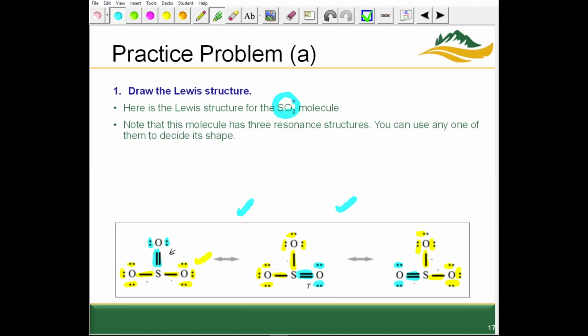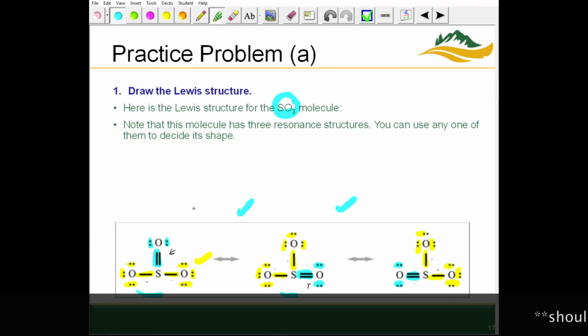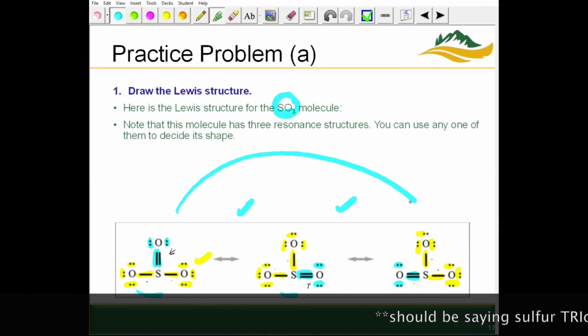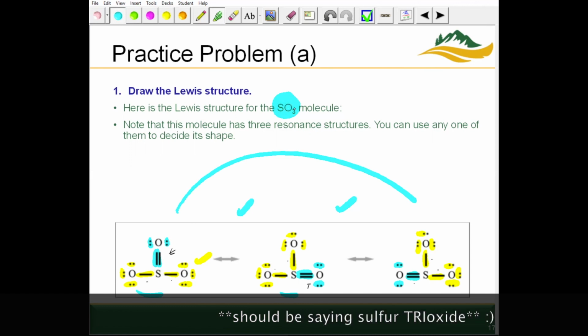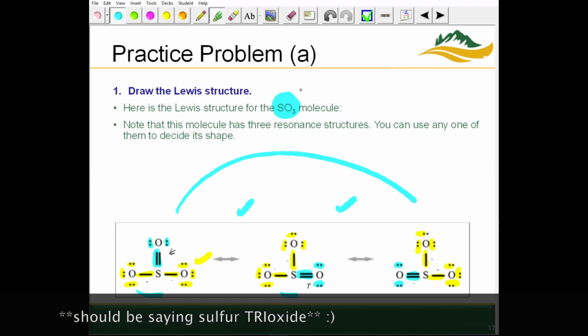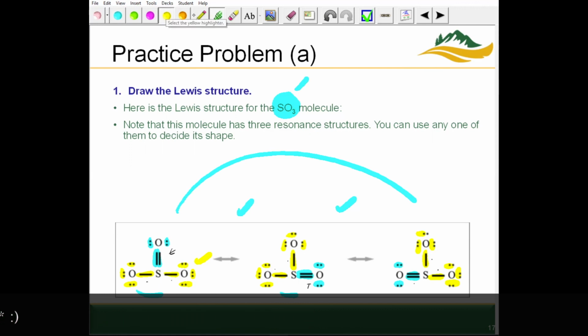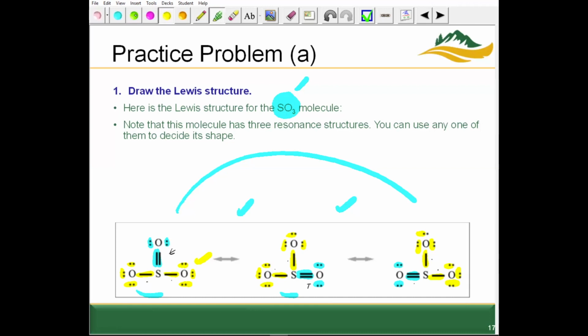So, molecular compound, sulfur trioxide, these 3 structures represent sulfur trioxide. It's not this one alone, not this one alone. All 3 of these resonance structures represent this molecule of sulfur trioxide, or this compound, I could say. If we have resonance like we do here, we can actually use any of these 3 resonance structures for the next steps in figuring out its geometry.